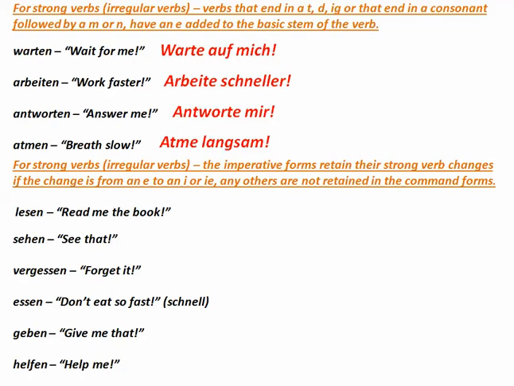But when you form the command out of that, those umlauts are not kept. Fahr langsamer, which is drive slower. So in these examples, however, we're dealing with verbs that have a stem change, vowel change from an E to an I or IE. So for example, lesen, du liest, that becomes lies mir das Buch. Sehen, du siehst, sieh das, or sieh das mal an.